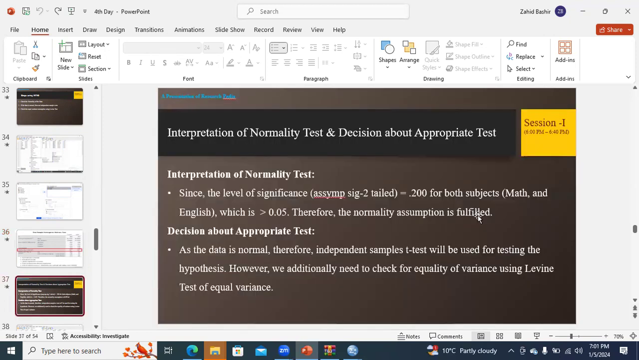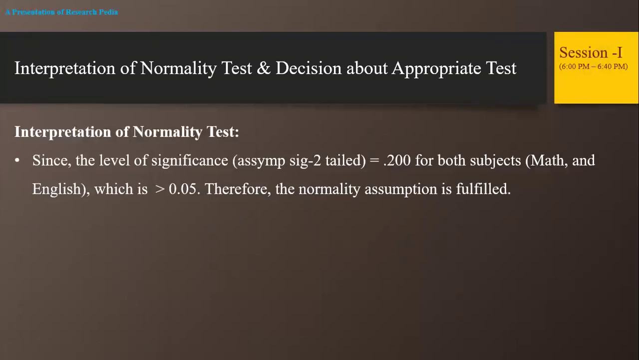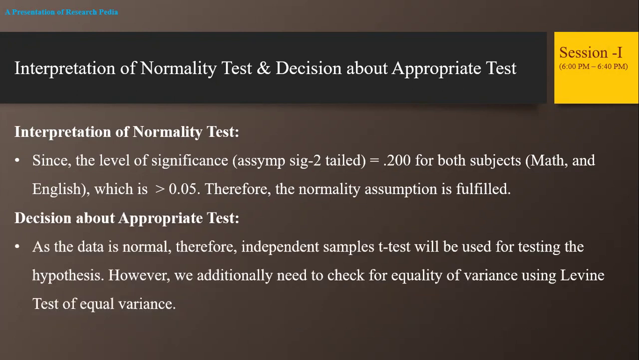So how do we interpret this? Since the level of significance, or asymptotic sig value two-tailed, is equal to 0.2004 for both subjects, math and English, which is greater than 0.05, therefore the normality assumption is fulfilled. So what is our decision about the appropriate test? As the data is normal, therefore the independent sample t-test will be used for testing the hypothesis. However, this is the part where your learning will take place.